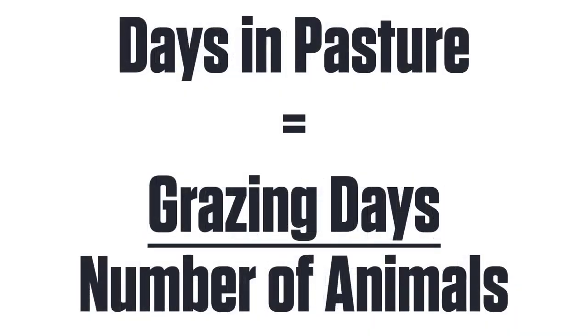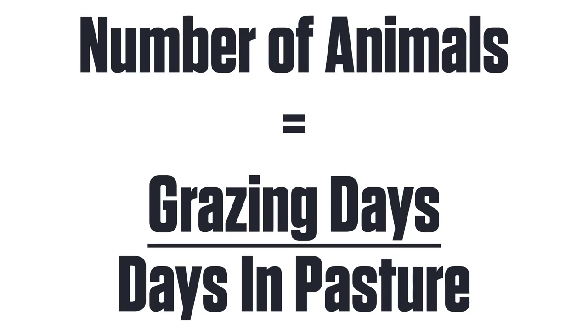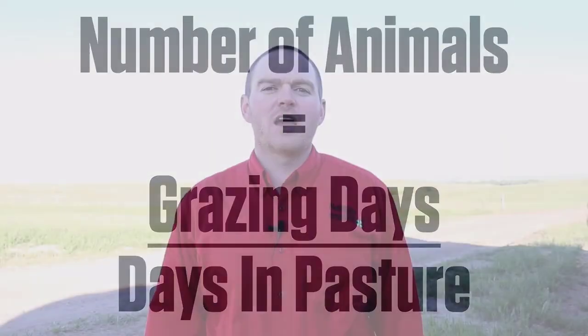This number can be divided by the number of animals to estimate how long they can graze, or divided by the number of days to determine how many animals can graze for that period. Calculating the stocking rate is simply balancing forage supply and forage demand. However, this is only the beginning of the art and science of grassland management.